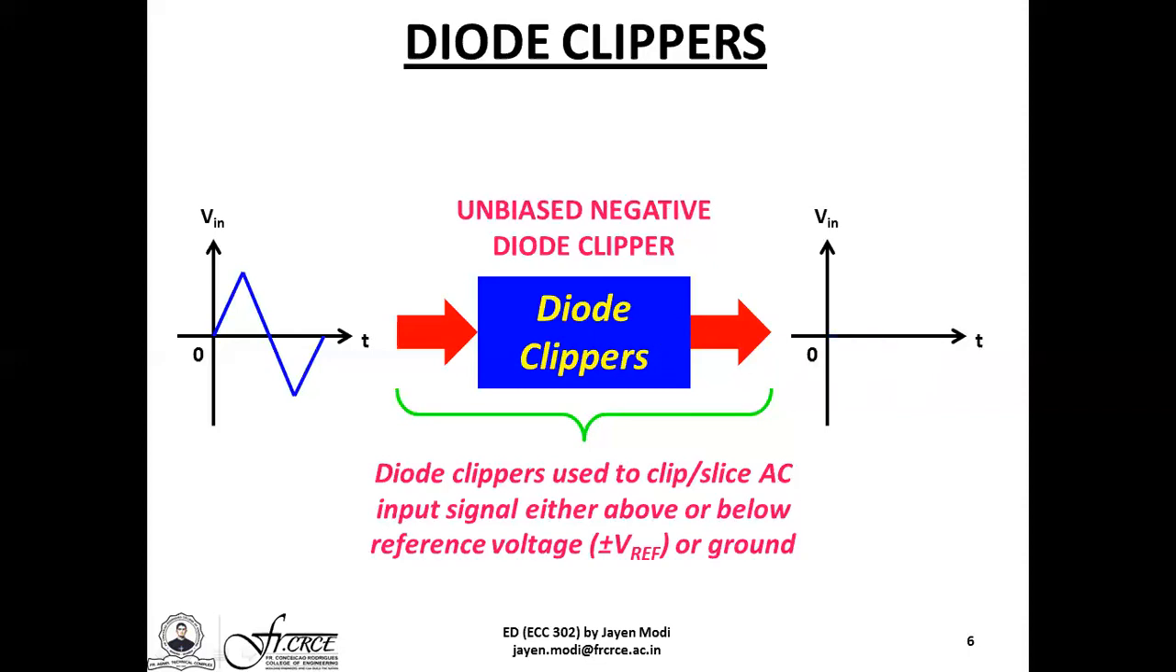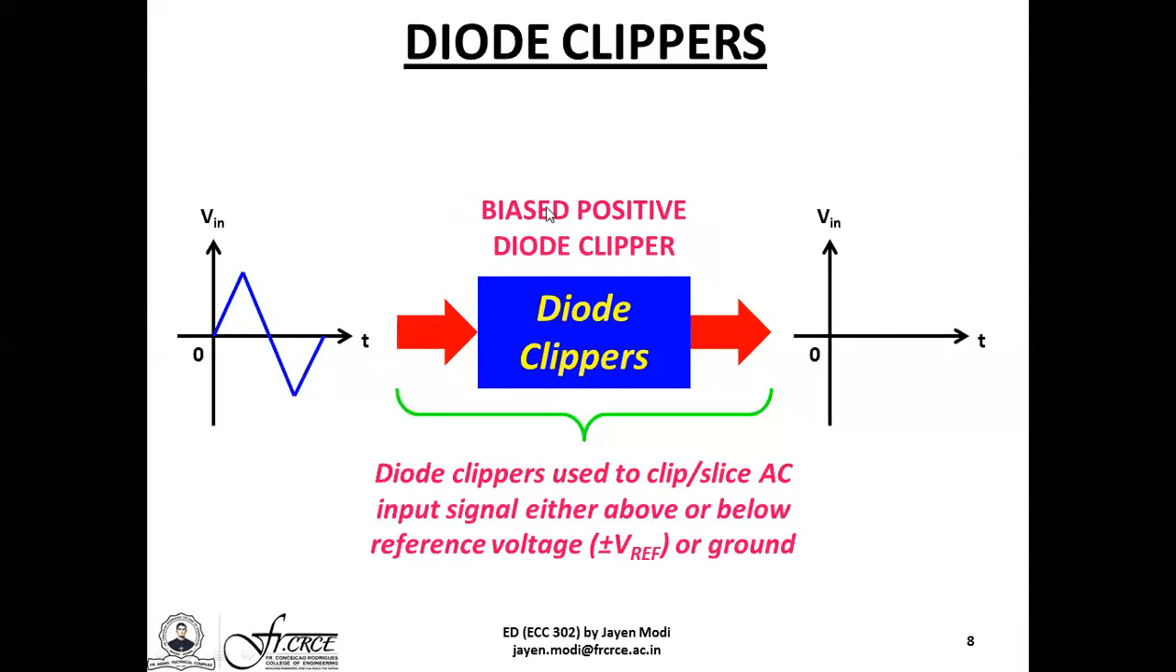Conversely, we also have an unbiased negative diode clipper circuit, which functions exactly opposite to that of the unbiased positive diode clipper. We have the same triangular AC input signal, and once we apply it to this circuit, keep in mind the name is now negative diode clipper. So it's very easy to guess: the positive half cycle of the AC input signal simply appears at the output, but the negative half cycle has been completely eliminated.